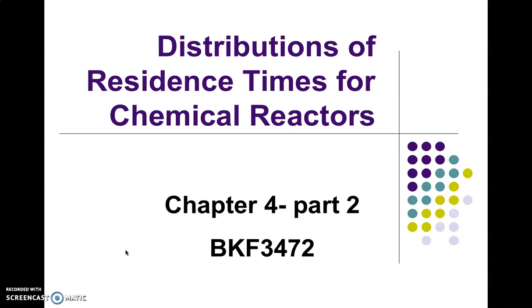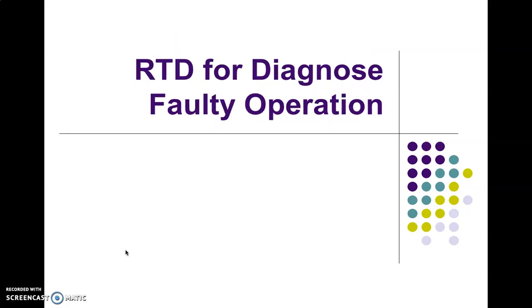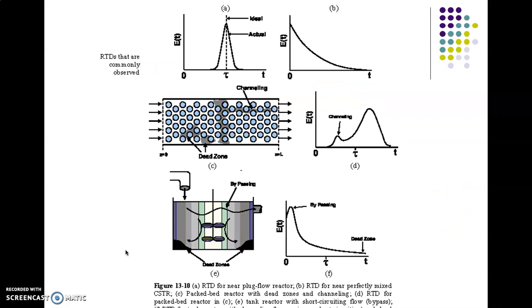So now we continue on part 2 of chapter 4. This part is specifically to show you how to diagnose a reactor using RTD. In the earlier video we showed you how to calculate mean residence time, variance, all those stuff. Now we are going to use that mean residence time to diagnose your reactors, right? So RTD for diagnosing faulty operation.